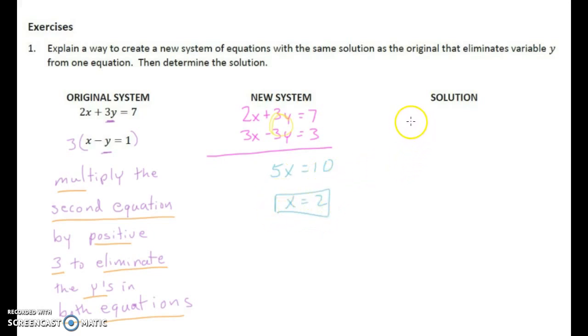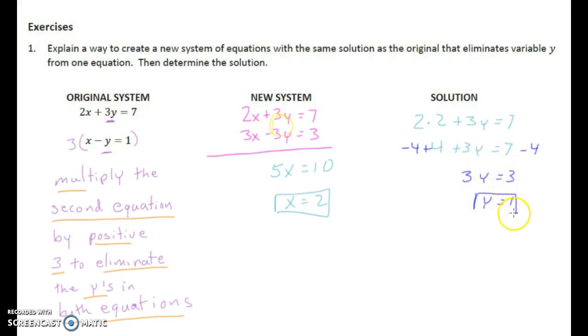So I'm going to go back in and I'm going to say, all right, what does y equal? 2 times what we figured out is x, which is 2, plus 3y equals 7. That means 4 plus 3y equals 7. You subtract 4 from both sides. That's the same as adding a negative 4 to both sides. There we go. And we get 3y equals 3. Y then must be 1.